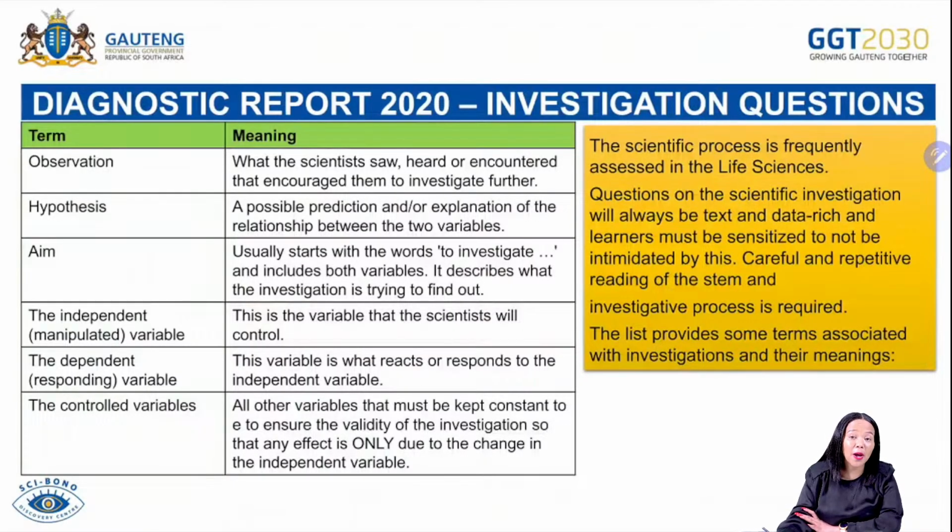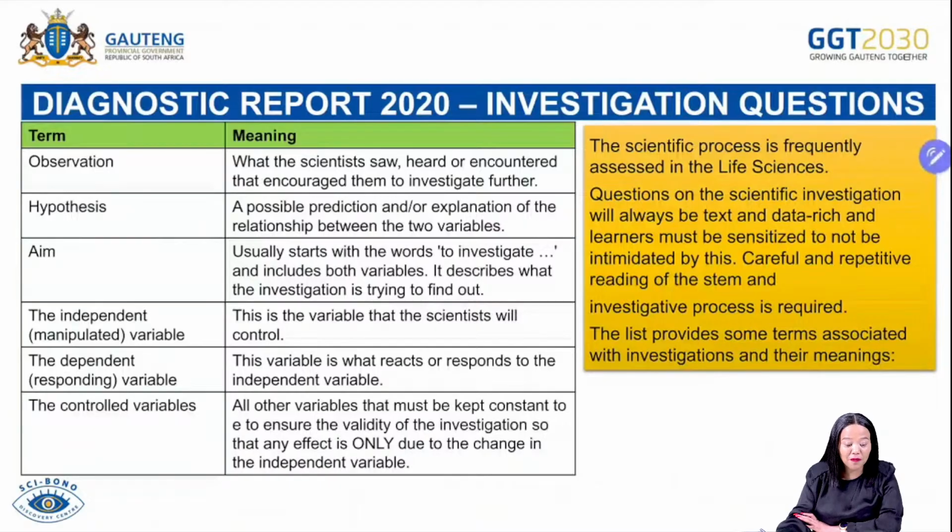Then we have what we call the hypothesis. In most cases, we are talking about a tentative explanation to a phenomenon. Another term that you need to familiarize yourself with is the aim of the investigation. The aim of the investigation normally starts with to determine, to find out, to investigate. And in the aim of the investigation, that's where you are going to find your two variables, your independent variable and your dependent variable. I will explain further as we move on when it comes to these variables.